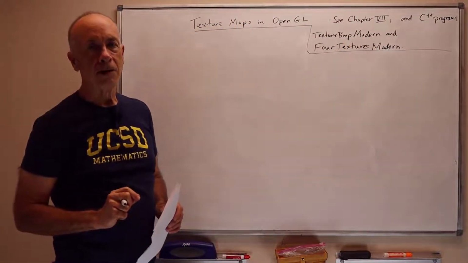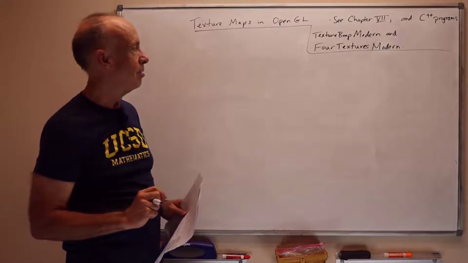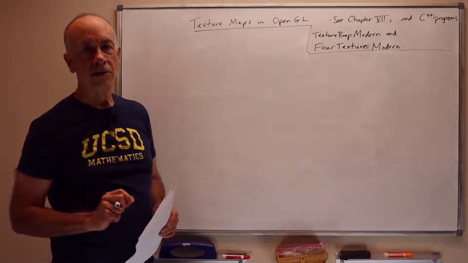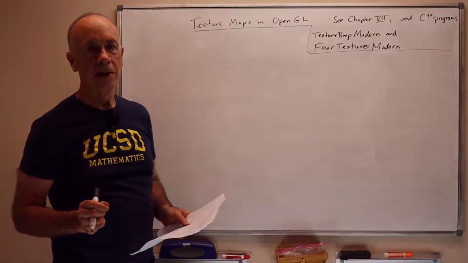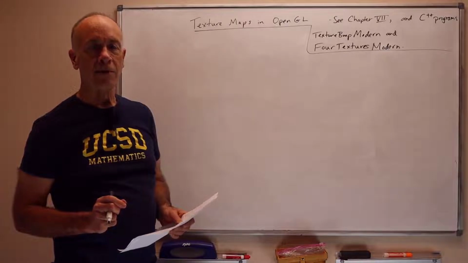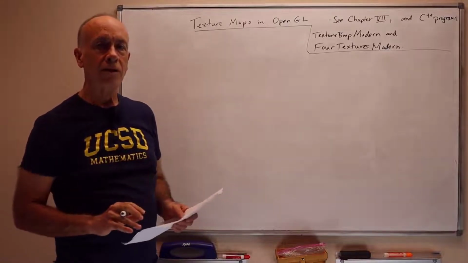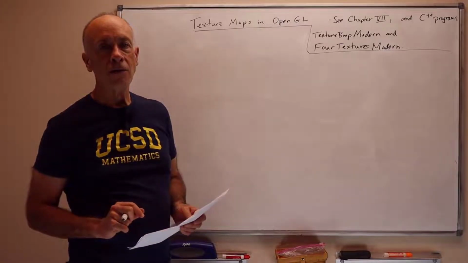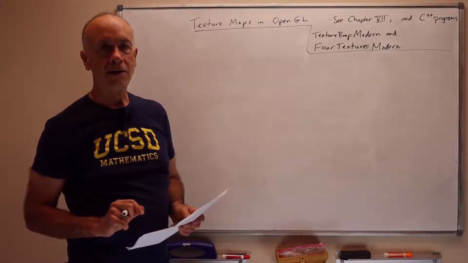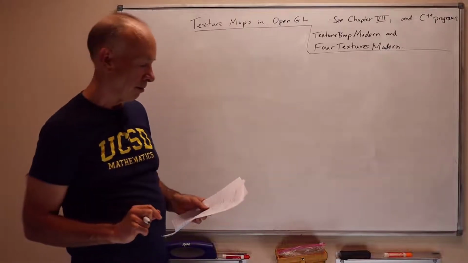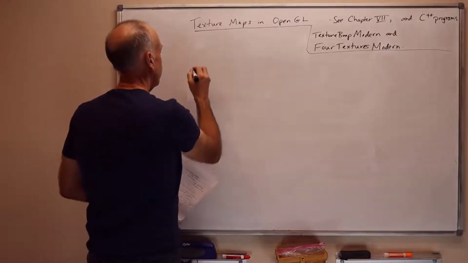There's also a couple of C++ programs, Texturebmp Modern and Textures Modern, that'll show how to read texture maps from a .bmp bitmap file and how to use one or more texture maps when rendering so as to put texture images onto surfaces. So I'm going to give a sort of overview of what's going on without getting into a lot of details, and then we'll take a brief look at the source code for Textures Modern. So the general setting is the following.